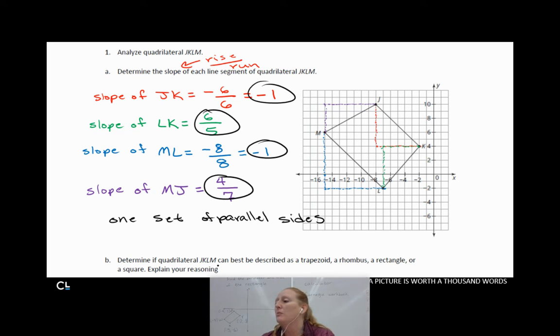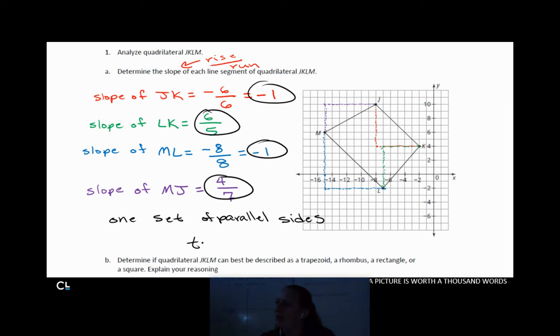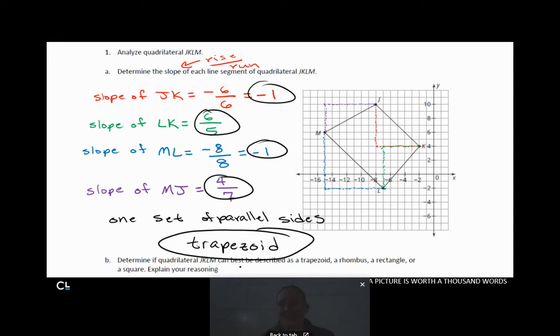So part B, determine if quadrilateral JKLM can best be described as a trapezoid, a rhombus, a rectangle, or a square. Guys, if I have one set of parallel sides, that is a trapezoid. And there it is. Yay.